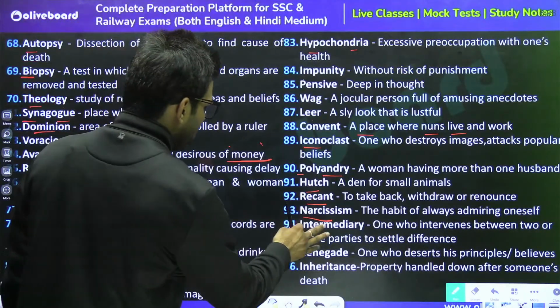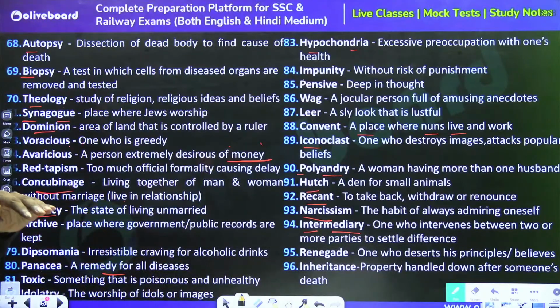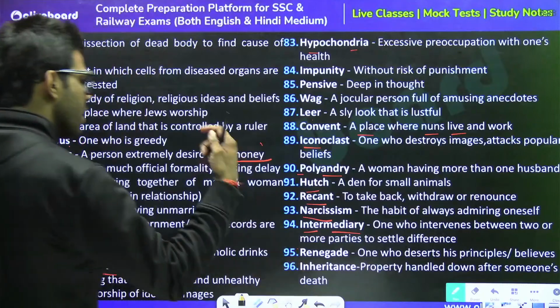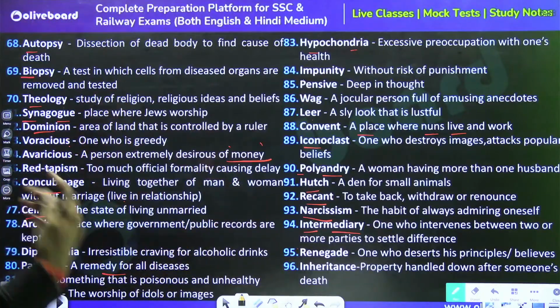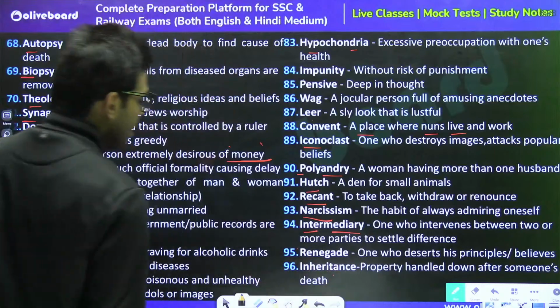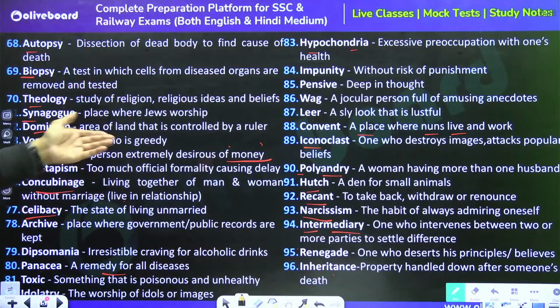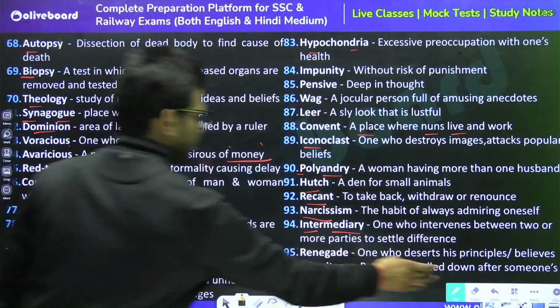That's a negative word. Intermediary, the one who intervenes in between and settles some dispute or differences. Renegade, the one who deserts his beliefs or principles. And inheritance, we better know it as property that someone gets after the death of the father. Objections, welcome. Next.